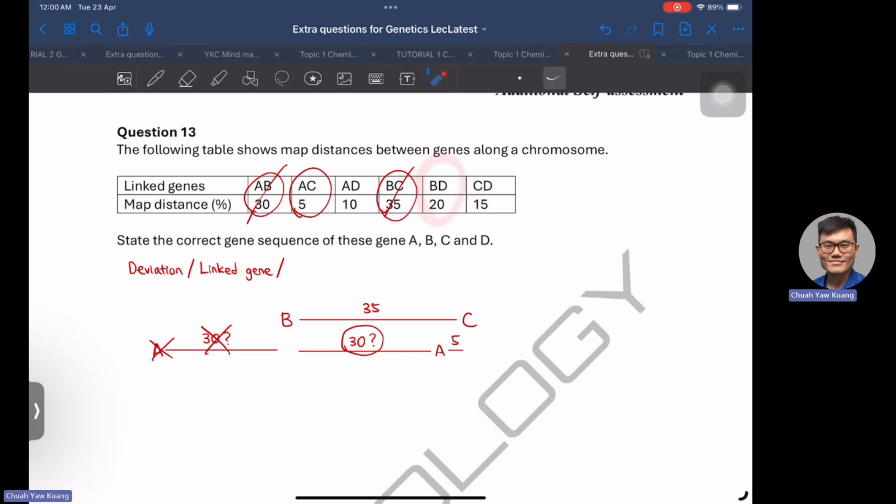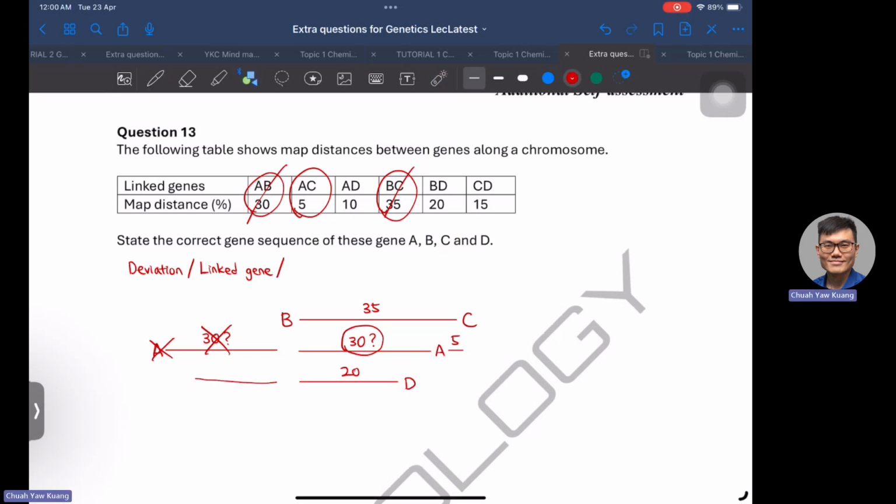So B and D is 20. That means that B to D is 20. If from B to D is 20, then you have to confirm whether this D is towards the right side or towards the left side. You have to confirm that. So again, we do the same thing.